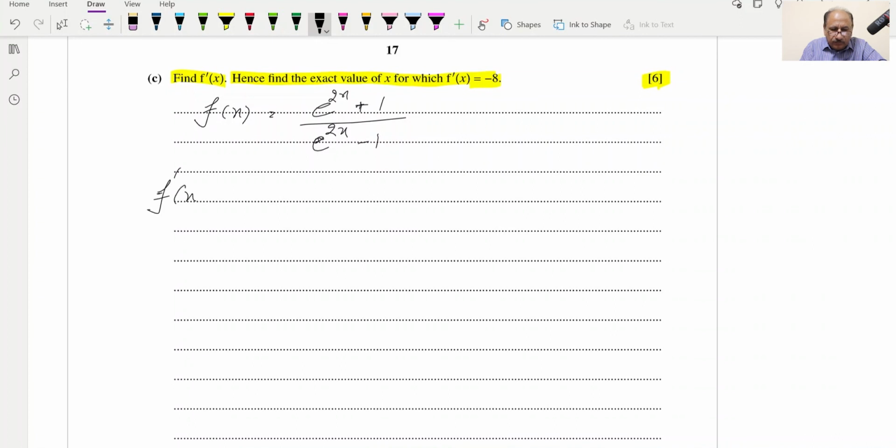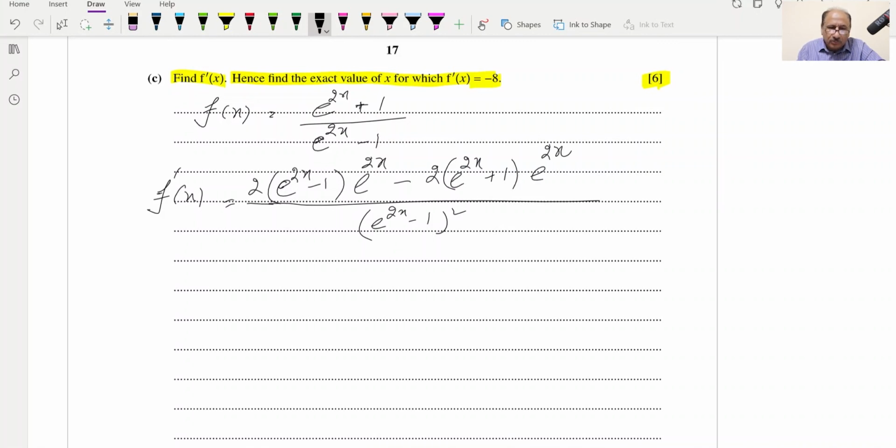So f dash of x will be in u over v format. So denominator as it is, we will take the square of the denominator, and numerator over here e raised to the power 2x minus 1, and derivative of numerator will be 2 into e raised to the power 2x. So 2 here and e raised to the power 2x, and minus numerator as it is, which is e raised to the power 2x plus 1, and derivative of the denominator, which is e raised to the power 2x into 2.